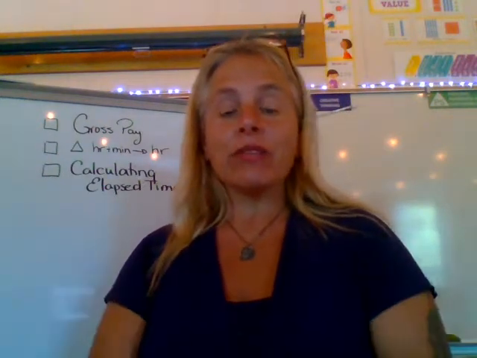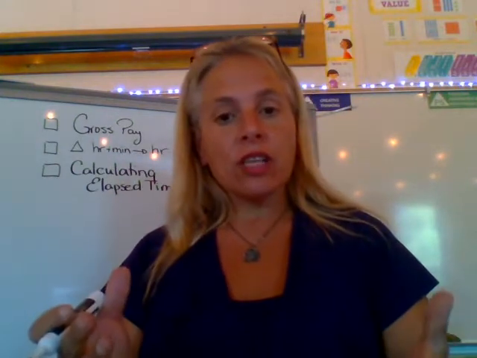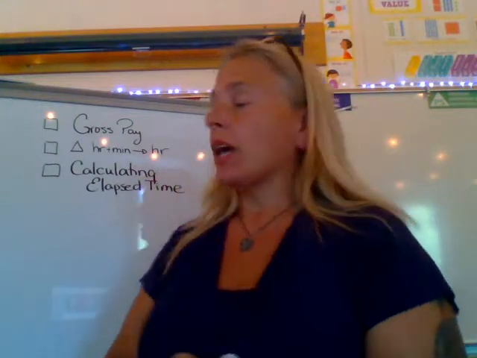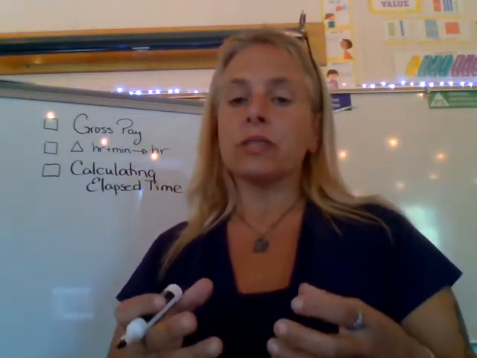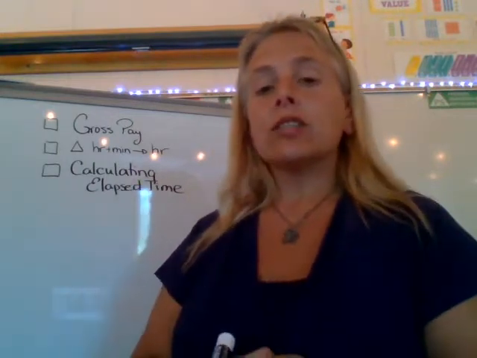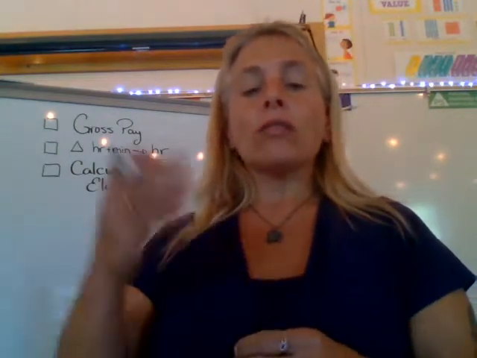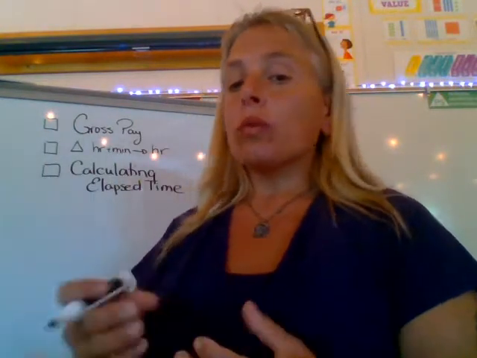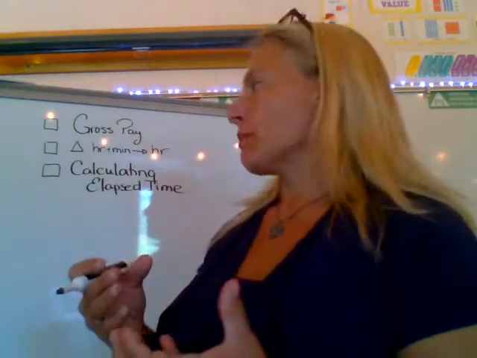Welcome back, class. We've looked at gross pay, what it is. We've built ourselves a formula so that we can solve for gross pay. And we have talked about needing to have our time in terms of hours, not minutes or hours and minutes. And so we've recalculated those minutes in terms of whatever they are out of 60, because there are 60 minutes in an hour. What we need to do now is talk about how do we calculate elapsed time.